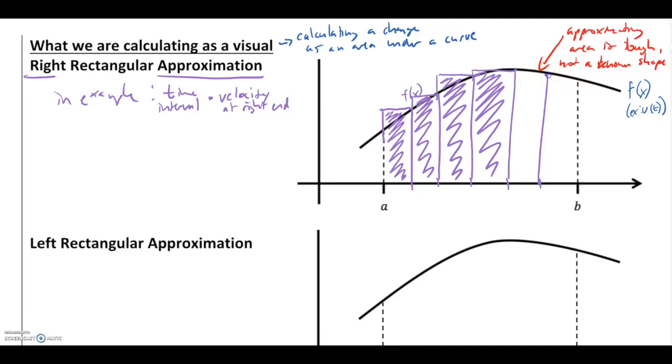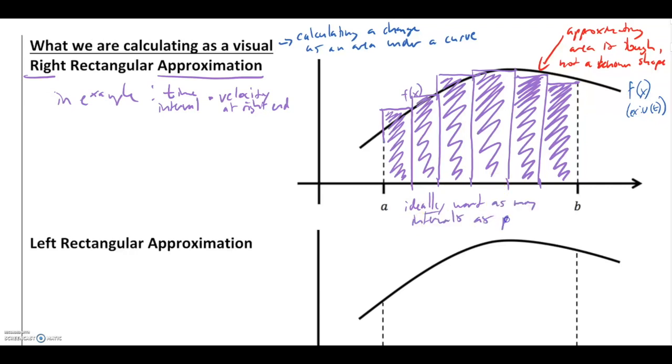And notice as we go through this, some of the rectangles go too high. They go above the curve and they add extra area that we don't want. And some of them stay below. All really depends on whether our function is increasing or decreasing. And what you hope is the parts of the area that are over the curve kind of balance out with the parts underneath to give us a close enough approximation. It also helps if we ideally have as many rectangles as possible, or as many intervals as possible.